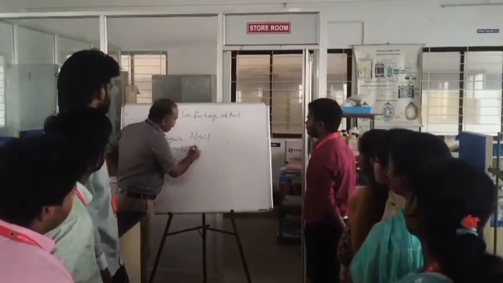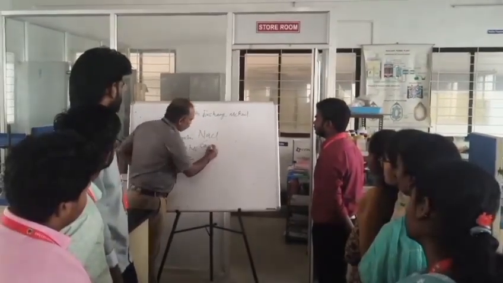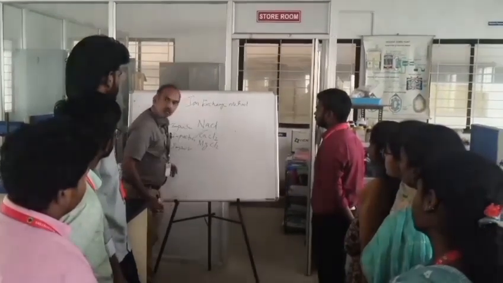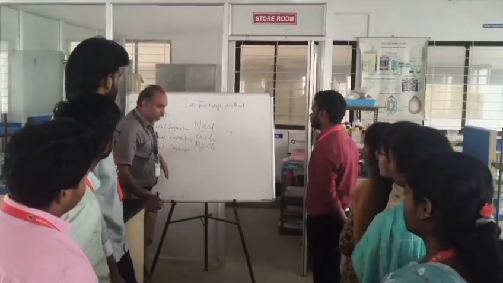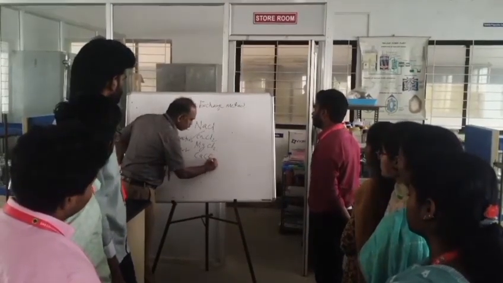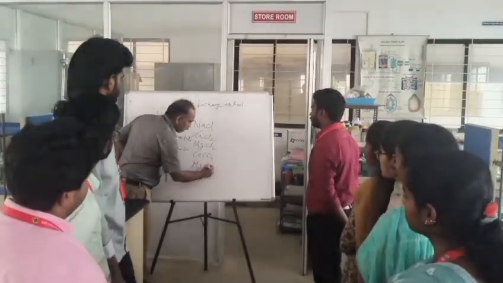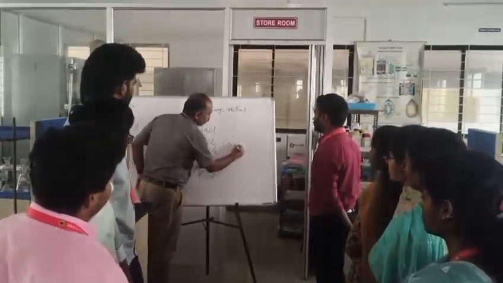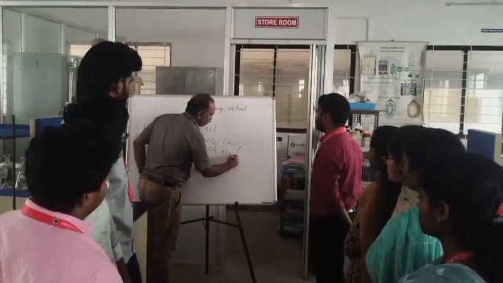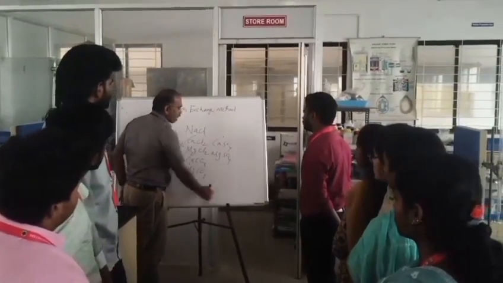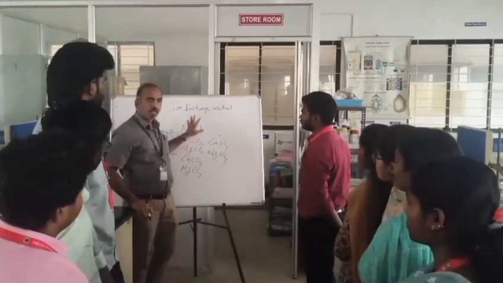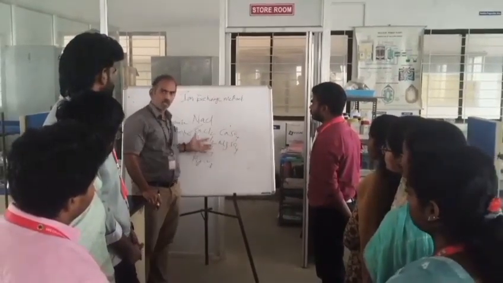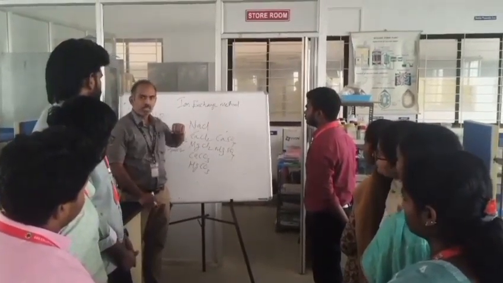Additionally there are calcium chloride, magnesium chloride, calcium carbonate, magnesium carbonate, calcium sulfate, and magnesium sulfate. These are all in salt form, and many salts are present even in a single drop of water.